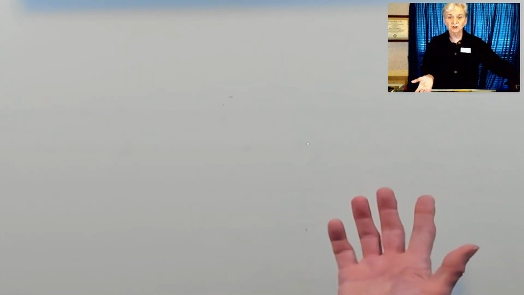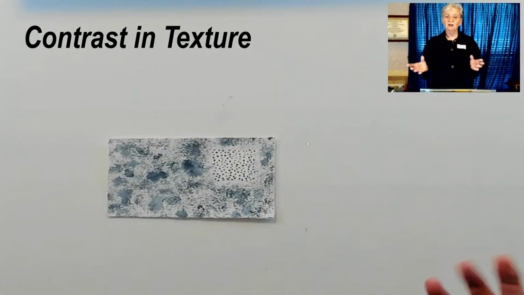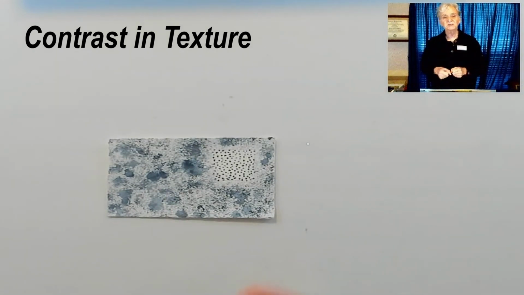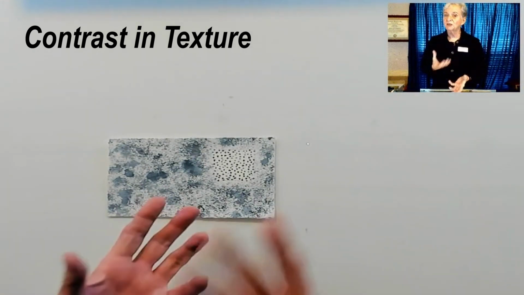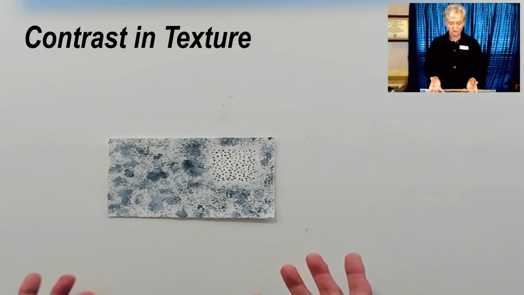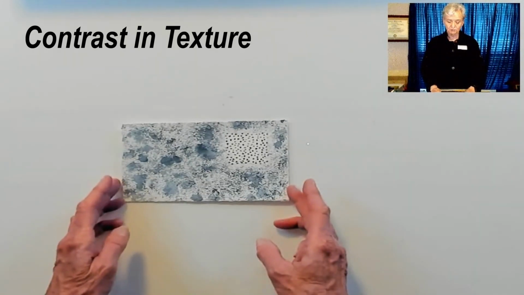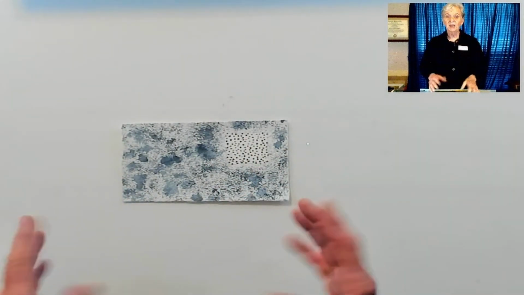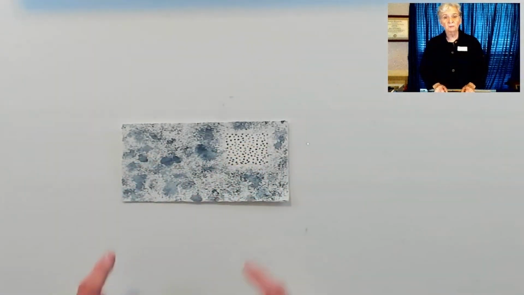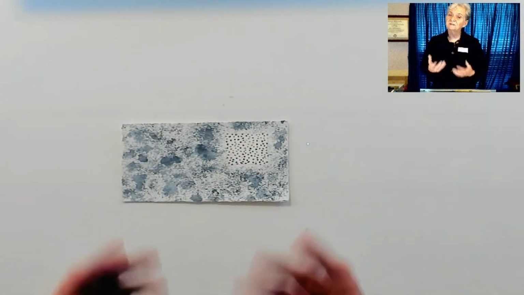Let's look at texture. We can do texture in all kinds of ways. We can do the density of the texture. We can do the kind of texture, the look of the texture. In this case, we have two textures, and notice that they separate from each other because they contrast with each other. How about shape?